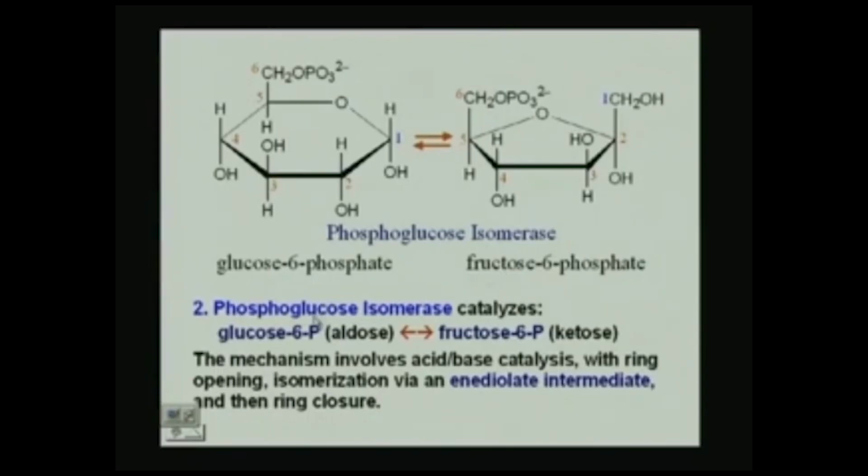The enzyme involved is phosphoglucose isomerase, and the mechanism actually involves acid base catalysis with ring opening via an enediolate intermediate, and finally we have ring closure. So we have an isomerase. So what was the first step? First step was glucose to glucose 6-phosphate. The next step is glucose 6-phosphate to fructose 6-phosphate. What are the enzymes required? In the first step we need a kinase, in the second step we need an isomerase. Okay.